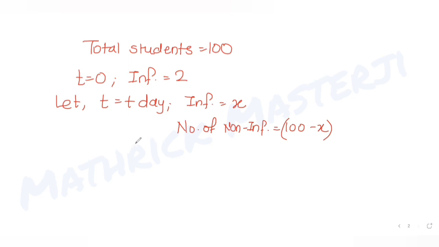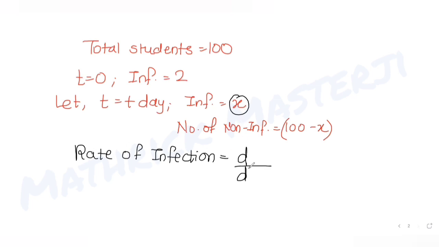Further, we have been told to assume the rate at which the virus spreads. If I first find the rate of infection, whenever I want to find the rate of something, I differentiate my variable with respect to time t. The number of infected students is x, so the rate of infection becomes dx over dt.